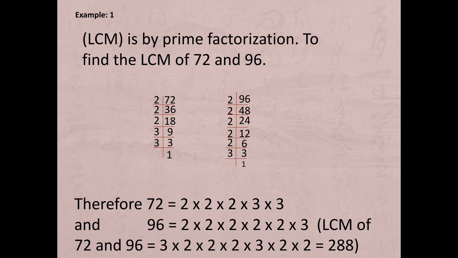Now we have 3 here, and 3 cannot be divided by 2, therefore we divide by 3. 3 1s are 3. Now we have 1 at the end, it means our prime factorization has been done. Now we will list down the prime factors of 72 and the prime factors of 96, and the LCM of 72 and 96 can be found by writing down the common and uncommon factors. The common and uncommon factors are multiplied together to give the LCM, that is 288.